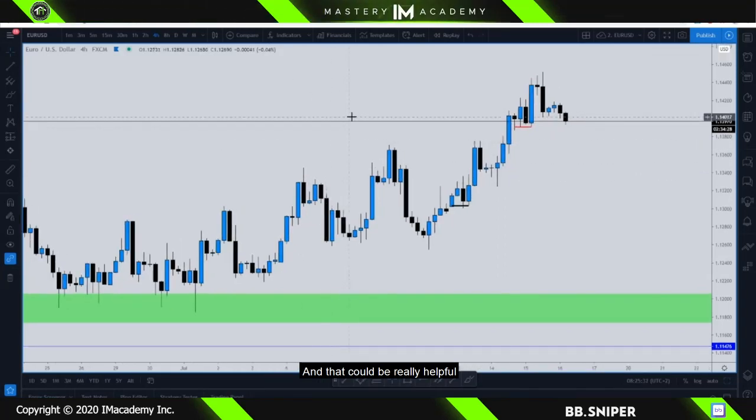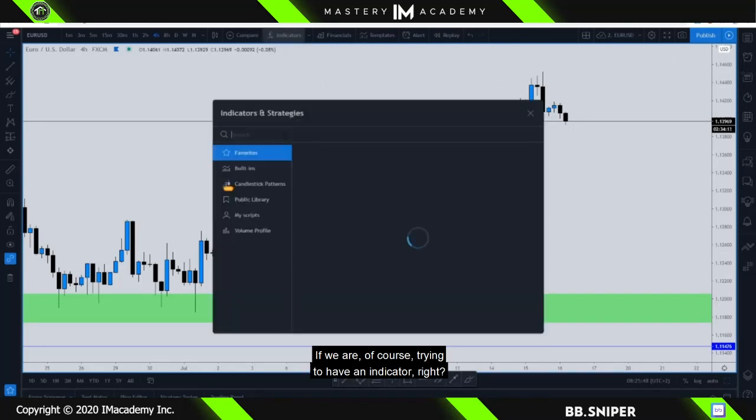And that could be really helpful because that could mean that the market could be respecting fractals, and when the fractals are broken, that could give you guys an idea where the market is going next and what the market should be doing next, right? If we are, of course, trying to have an indicator, right?